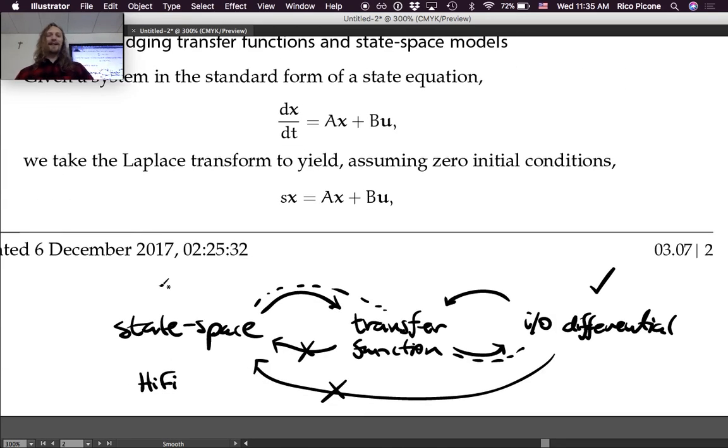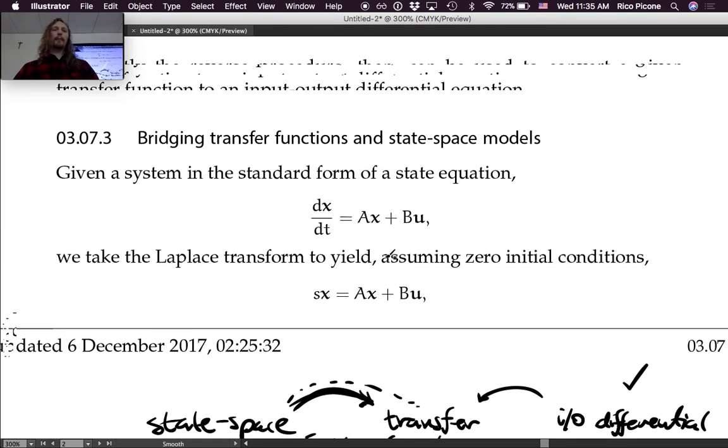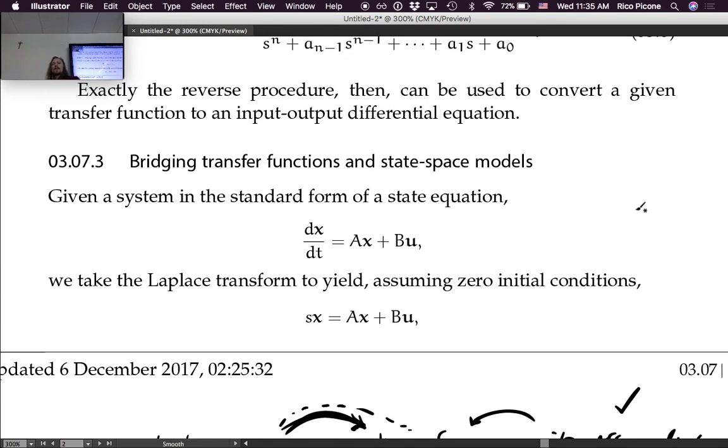Okay, so let's learn. We learned about how to do this bridge here, transfer function to IO and back. Let's do state space to transfer function now. So we're going to focus on this guy right here for the next subsection: bridging transfer functions and state space models.